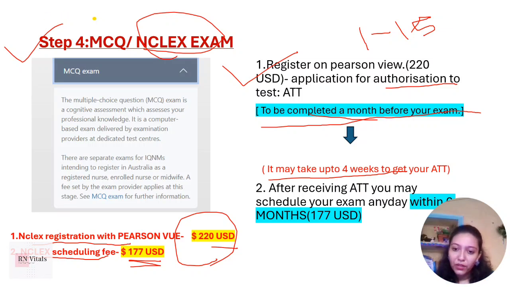Once you get your ATT, after receiving ATT, you may schedule your exam within 6 months. I'm so sorry this is cut here, but I'm saying this, it's written within 6 months. So the validity of your authorization to test for Australia is basically 6 months. So once you get your ATT, you get the next 6 months to give your exam anytime. So now the scheduling fee will be 177 USD, and as I said, the registration will be 220 USD. So keep this in mind, and we'll move on to the next step.